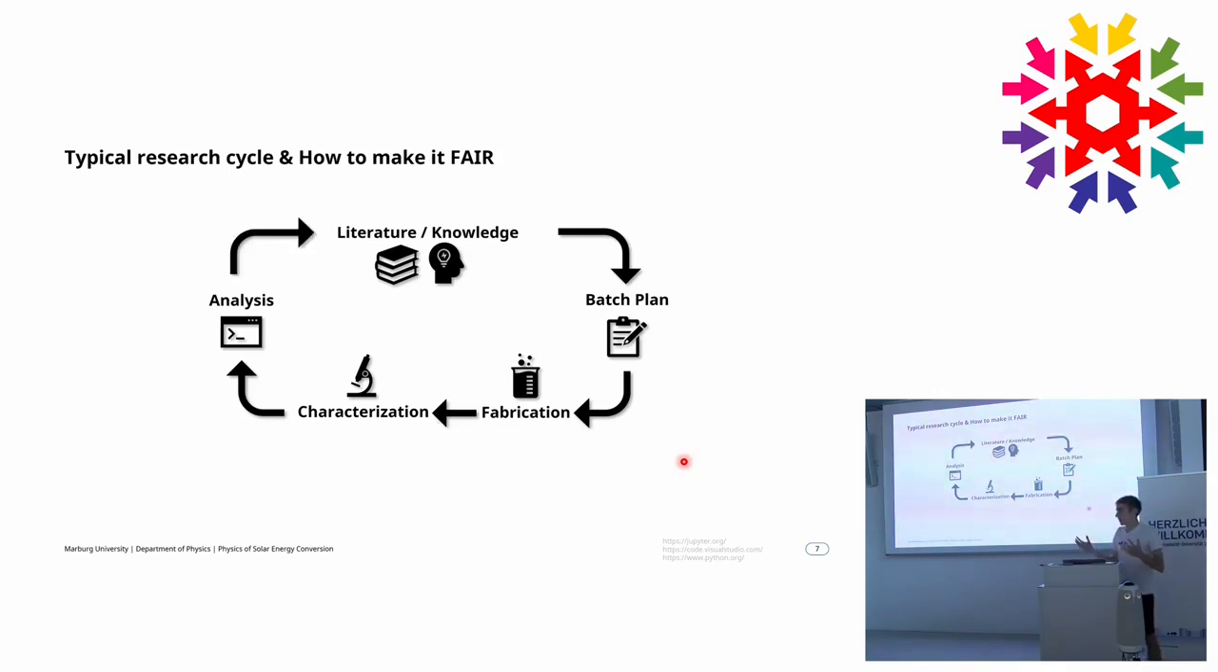Maybe you publish it with a paper, or you just gain some knowledge for yourself to do new experiments. So this is the typical research cycle. And now NOMAD Oasis plays a key role in all of these parts to make it a little bit better, I would say. For example, the batch planning. If you do it in a standardized way, it's much easier to cope with the data later on.